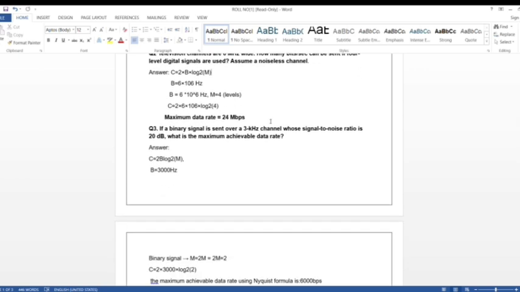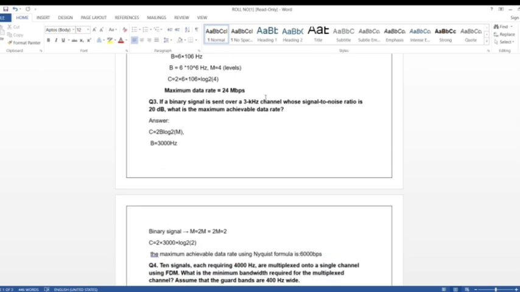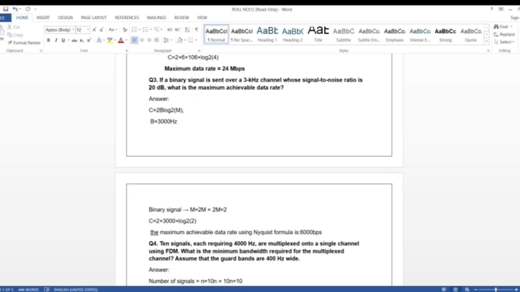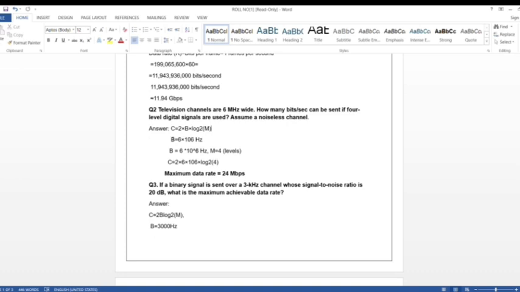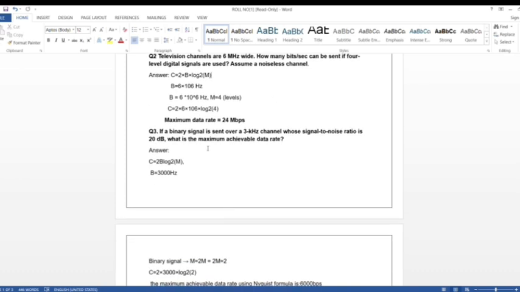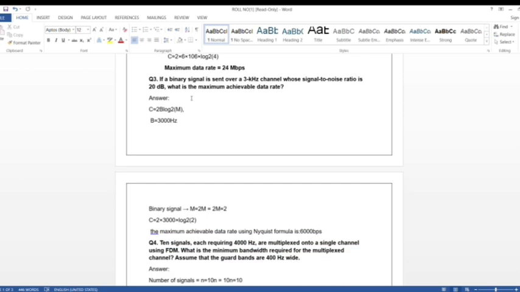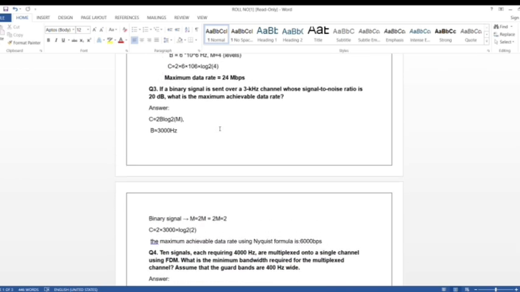In the third problem, a 3 kHz channel with a signal-to-noise ratio of 20 decibels is analyzed. Converting dB to its linear value and using Shannon's theorem, the maximum rate is about 20 kilobits per second, much higher than the 6 kilobits per second possible with only binary signaling.